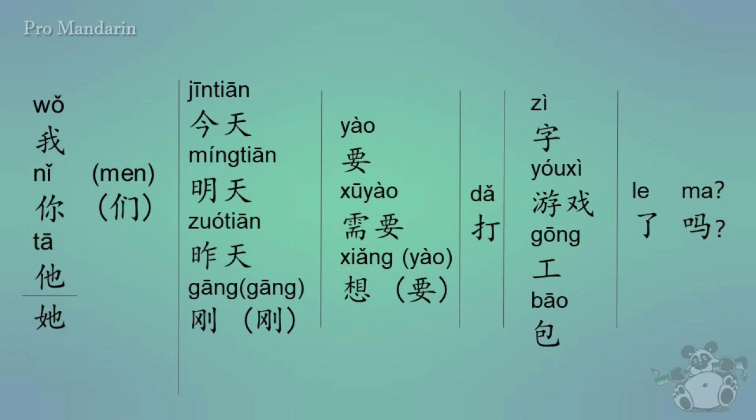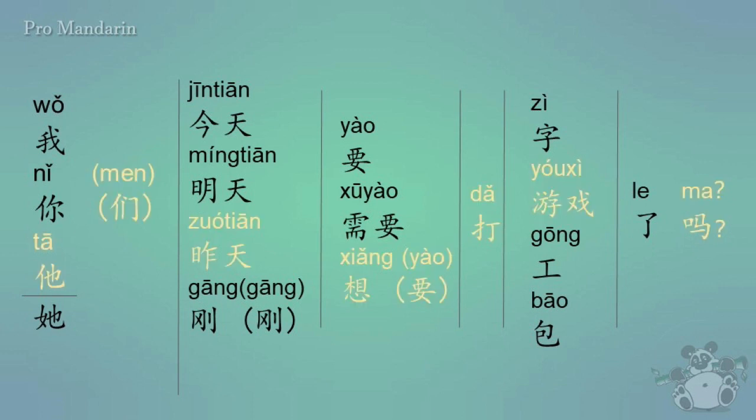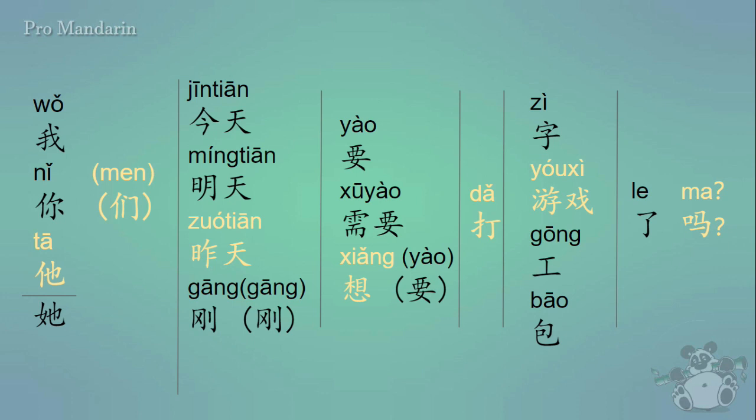Let's do another one kind of like that. So how would you say, did they want to play games yesterday? But kind of use the would like to form of that. 他们昨天想要打游戏吗? Or alternatively, 他们昨天想打游戏吗? So we just drop the 要.